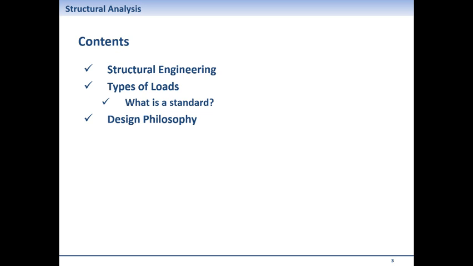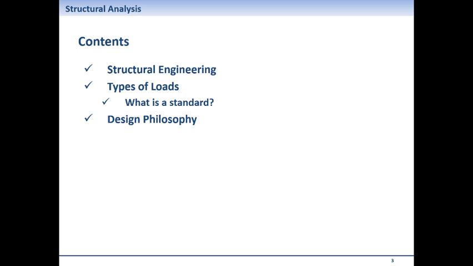So we need to make a decision what construction material we want to use. That's one of the first decisions that you need to make. Another decision that you need to make is what type of loads the structure is going to be exposed to.